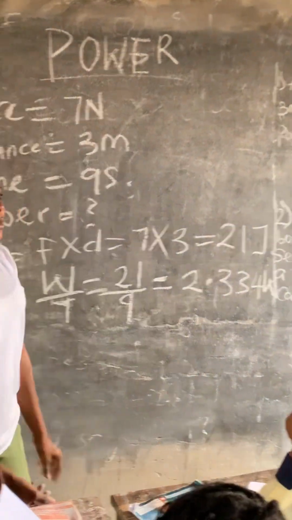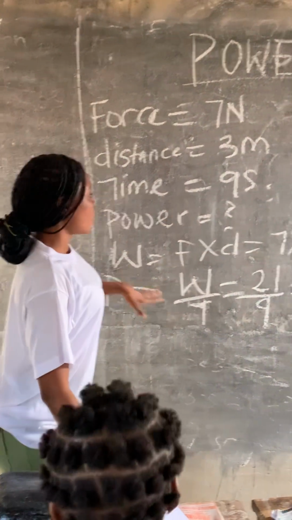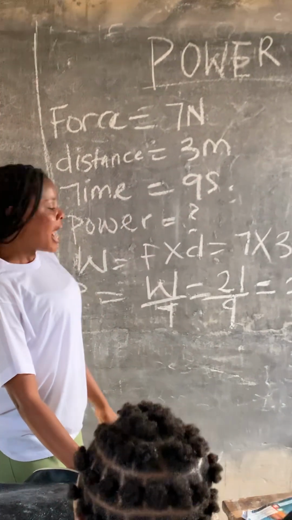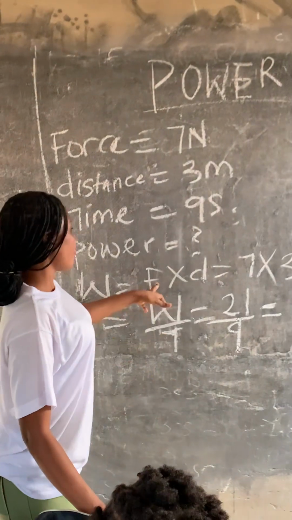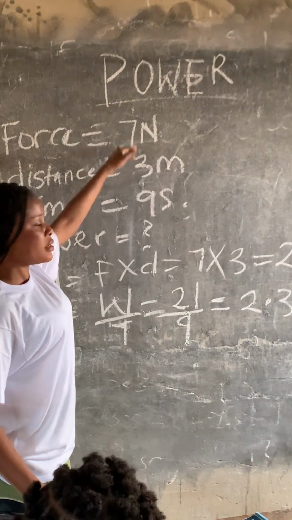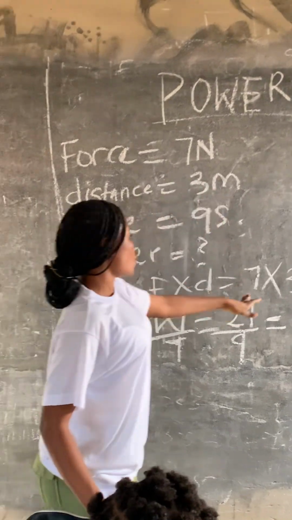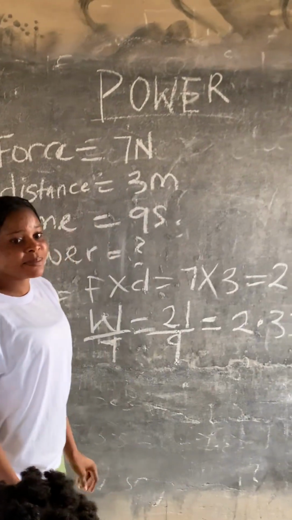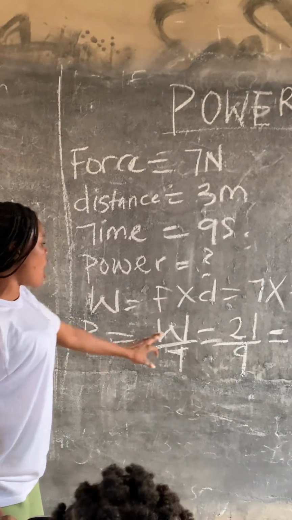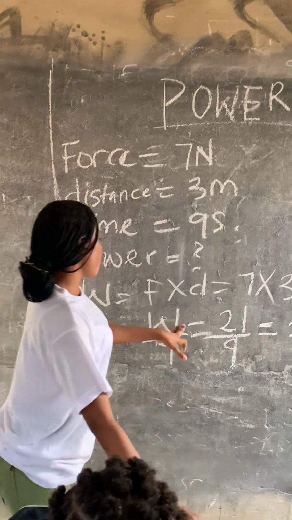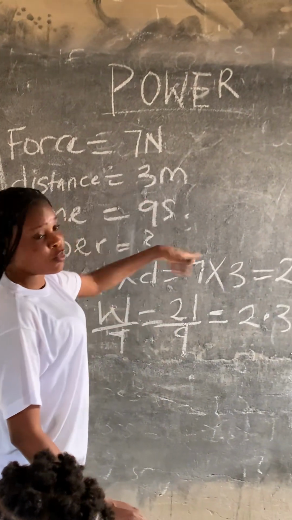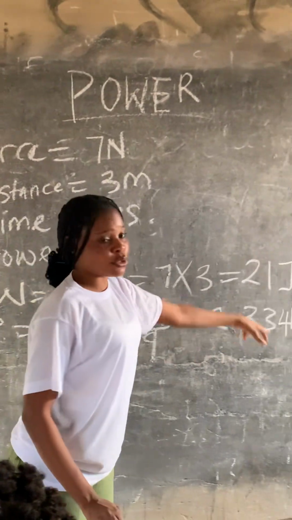Power. Do you understand? Yes. I take it again. The first thing, because work done is not given, you need to solve for work done. And he said the formula for finding work done is force times distance, right? Force was given, and our distance was given. So when you multiply, you had 21. The next thing is our formula for power, which is work done all over time. Work done we had to be 21, and our time was 9, which was given. And when you divide it, you have that.